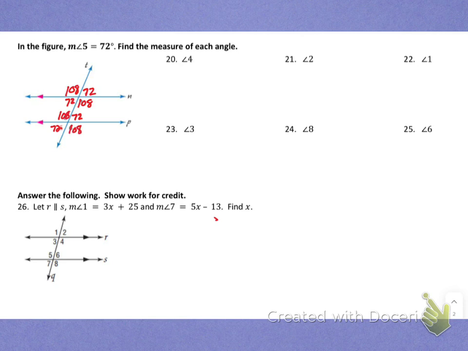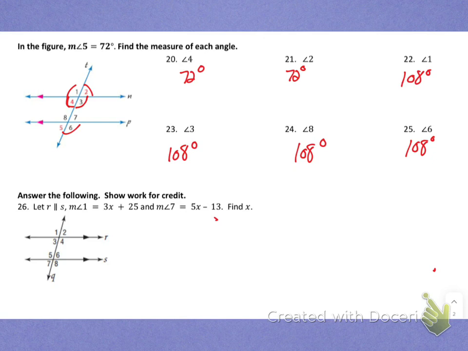So now I have everything I need. I have found out all of the angles. So if I were to erase this, angle 4 would be equal to 72. Angle 2 would be equal to 72. Angle 1 would then be equal to 108. Angle 3 would be equal to 108. Angle 4, oh, sorry, not angle 4, angle 8 is going to be equal to 108. And angle 6 is going to be equal to 108 as well.